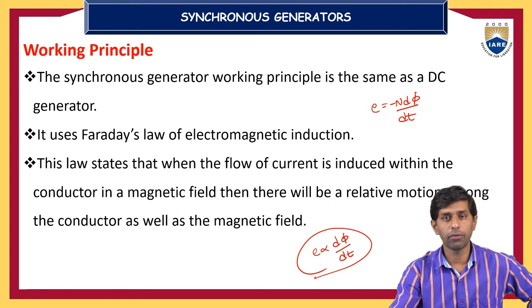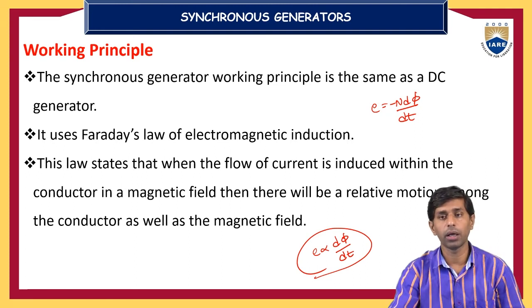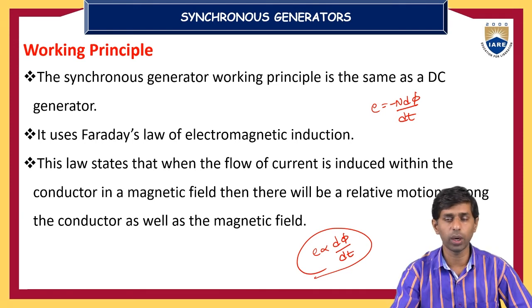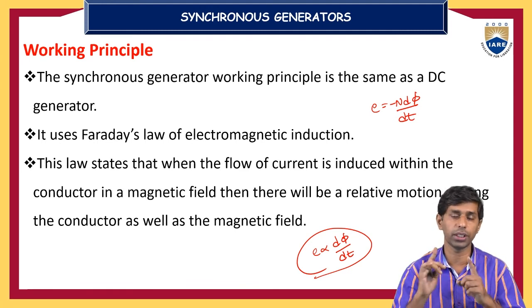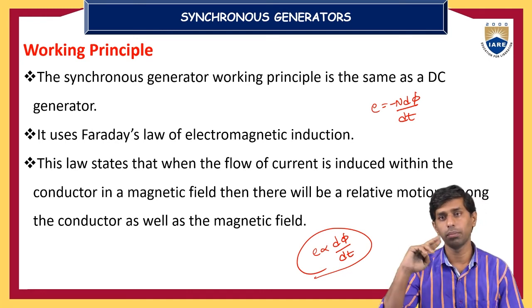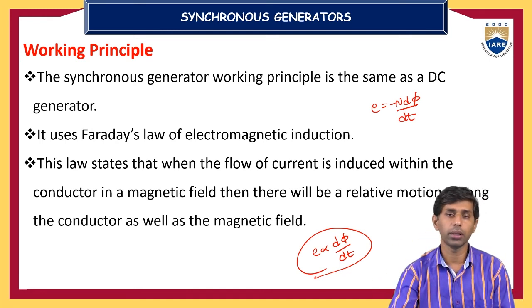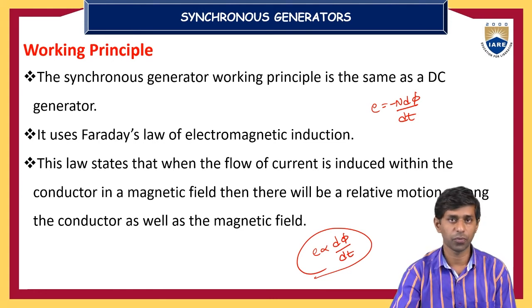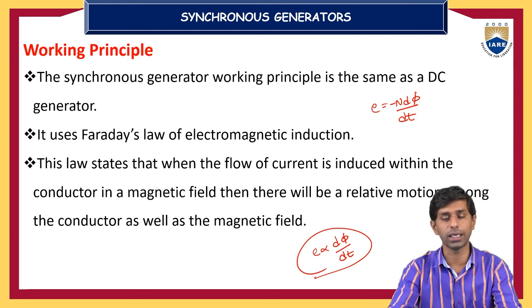So to induce an EMF, there must be a rate of change of flux cutting or linking with the conductor. If both the conductor and the magnetic field are stationary, there is no question of induced EMF. Either the conductor has to rotate or the magnetic field has to rotate. Either the field winding or the armature winding has to rotate; then only Faraday's laws will be satisfied. Otherwise there is no induced EMF in the conductors, even if placed in a magnetic field, without any rate of change of flux linkages.